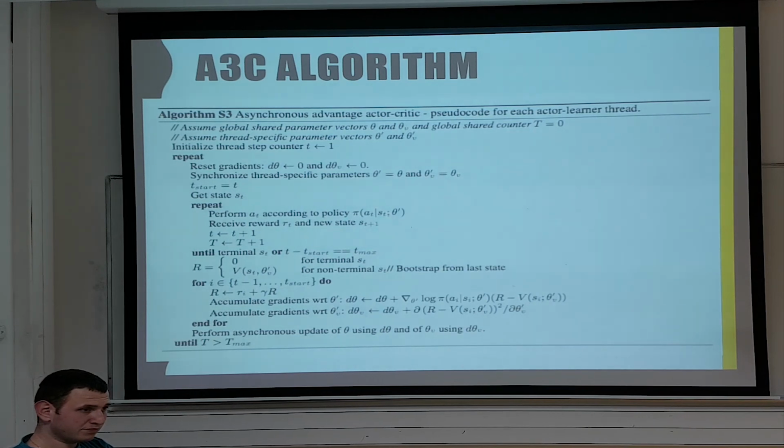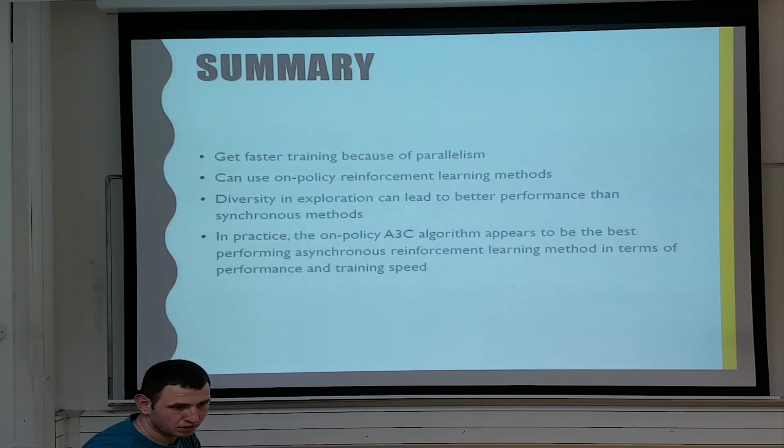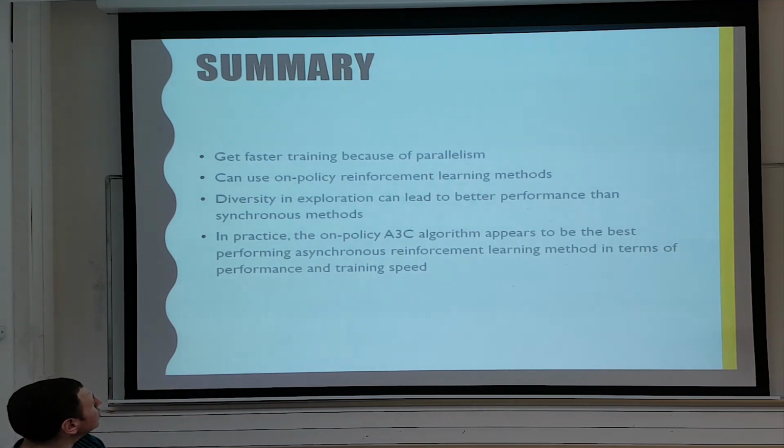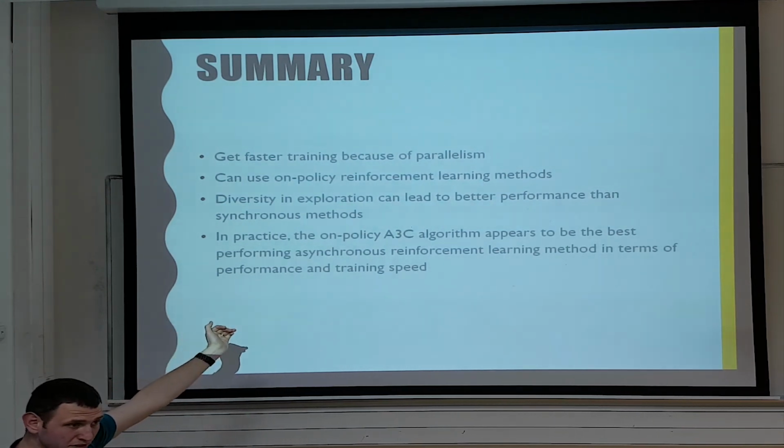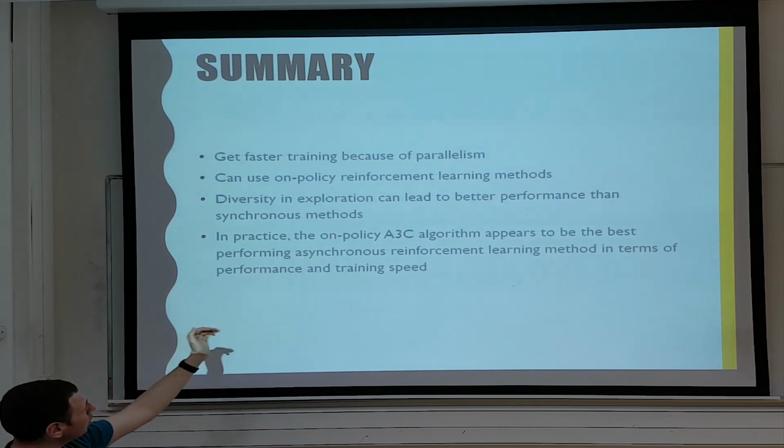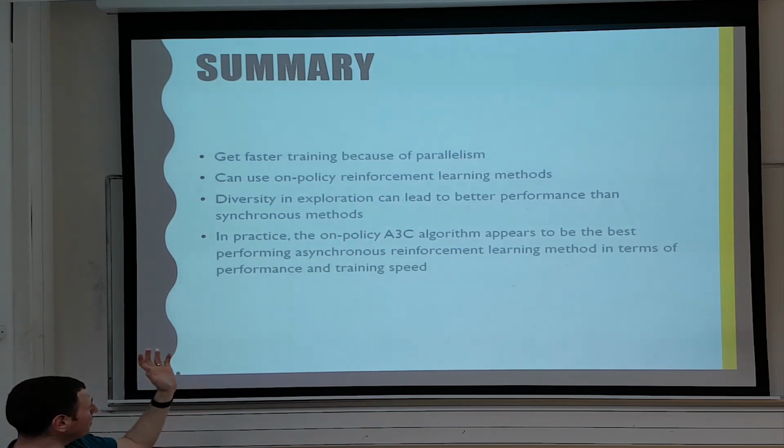So, some summary. We get faster training because of parallelism. We can use on-policy reinforcement learning methods. The diversity in exploration can lead to better performance than the synchronous methods. And in practice, the on-policy A3C algorithm appears to be the best performing asynchronous reinforcement learning method in terms of performance and training speed.